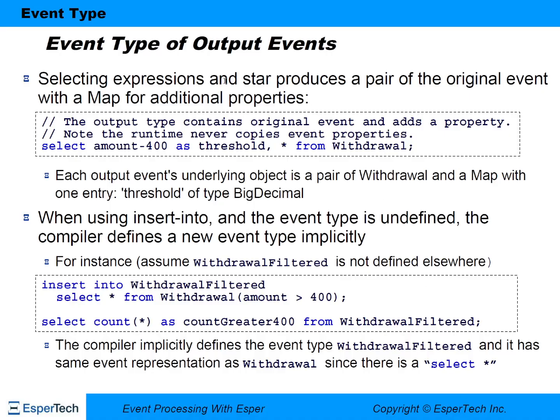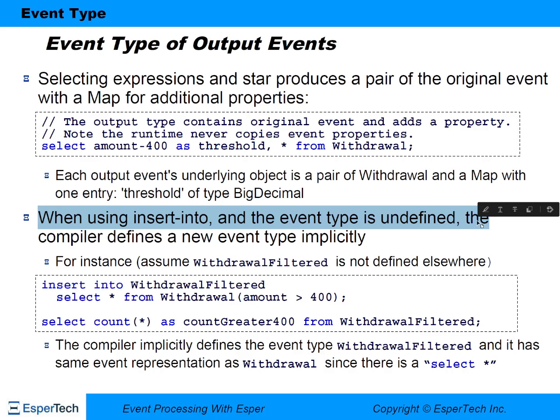Selecting expressions and star produces a pair of the original event with a map for additional properties. The EPL for this example is select amount - 400 as threshold, star from withdrawal. Each output event's underlying object is a pair of withdrawal and a map with 1 entry, threshold of type BigDecimal. The runtime uses a pair so that the underlying event object can be passed on and additional event properties can be added, thereby the runtime does not copy event properties.